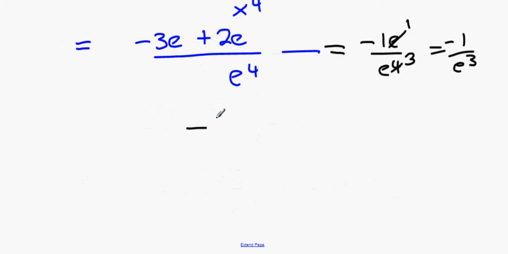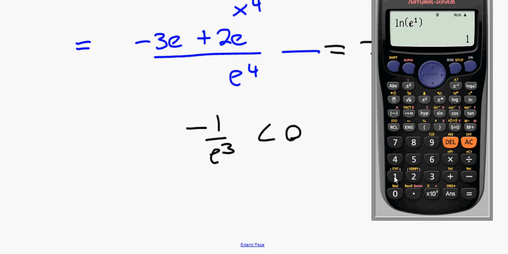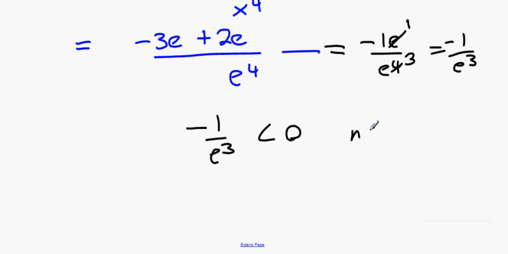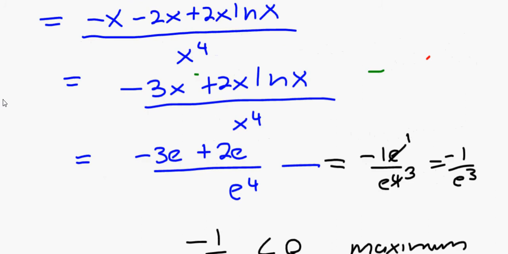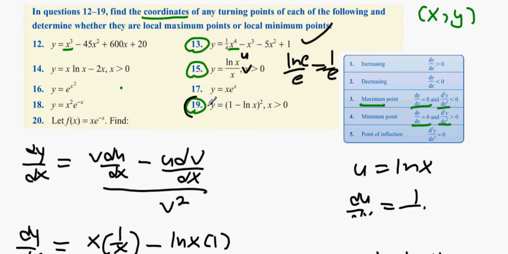Now, minus 1 over e to the power 3 is a smaller number than 0. You can check it out in your calculator if you really want. So we have minus 1 all over e cubed, and we can see that this number is a negative number, which is less than 0, and this makes it a maximum turning point. It's a maximum turning point. Okay, so now that that one's done, we're on to part 19.